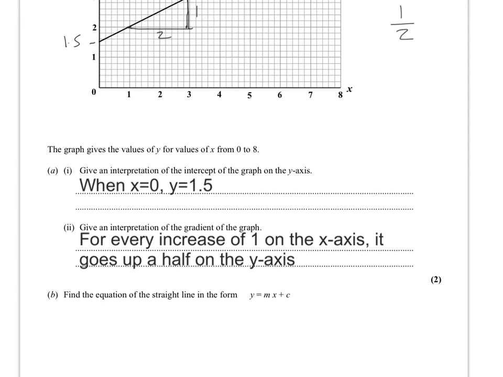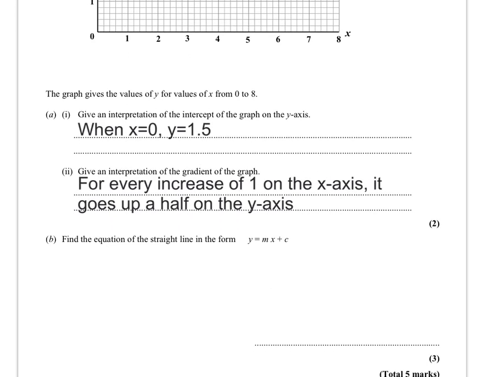Okay, looking at part C, it asks us to find the equation of the straight line in the form y equals mx plus c. Well, m is the gradient and c is the y-intercept, and we've just worked out both of them. So y is half x, because m is the gradient. So for every 1 across on the x-axis, it goes up a half. And c is positive 1.5. That's where it cuts the y-axis. So y equals half x plus 1.5.